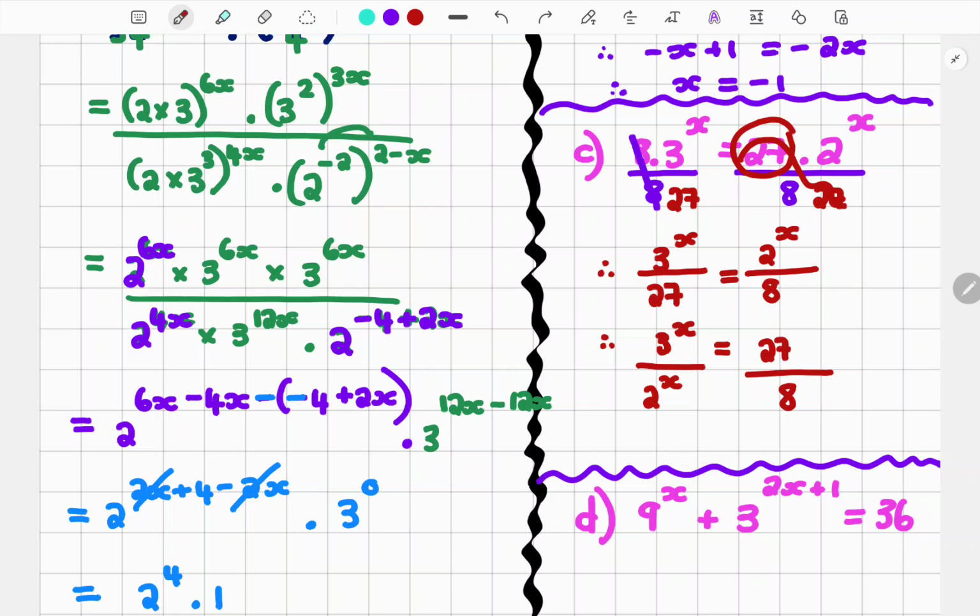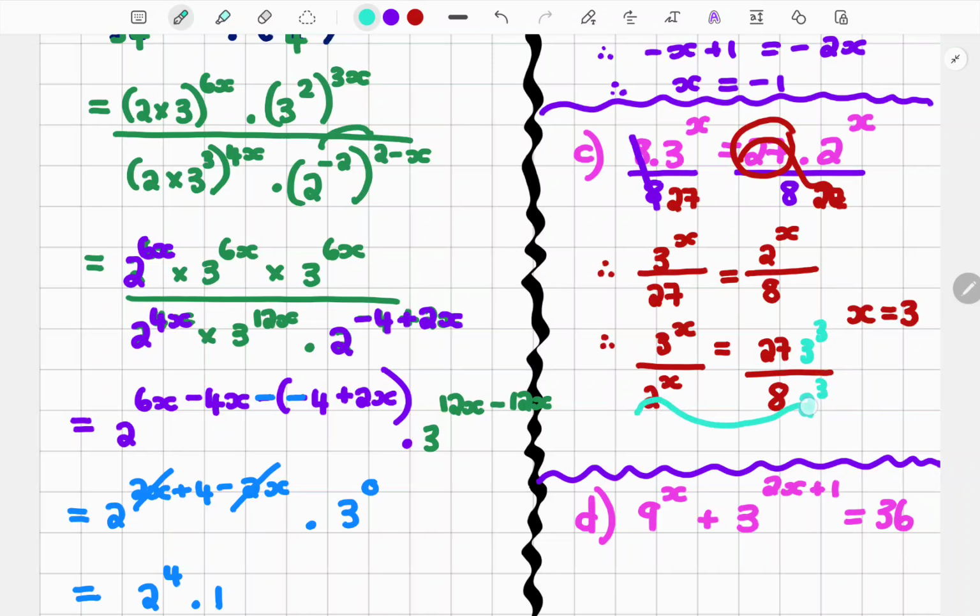So, can you see that 3 to the power what gives you 27? x must be 3. Let's just check it at the bottom. 2 to the power 3 does give you that 8 over there. You could have also turned it into a product of its primes. You could have said 3 to the power of 3 over 2 to the power 3.